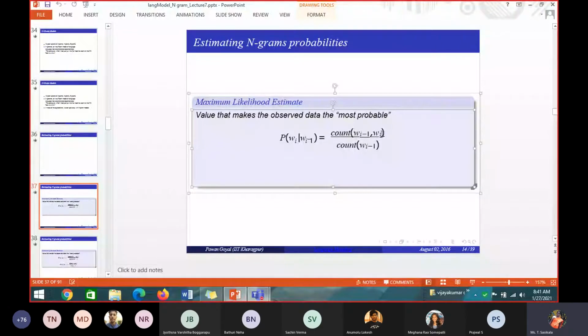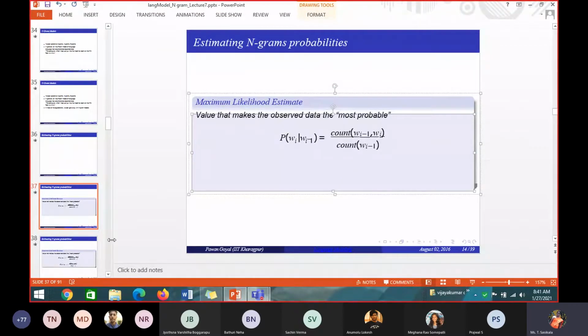Okay, how many times W_i occurred after W_(i-1). So this is a bigram. Like that, if it's a trigram, any n-gram, you can calculate. So how to calculate the probability? Probability of W_i given W_(i-1) is equal to count of W_(i-1), W_i divided by count of W_(i-1).